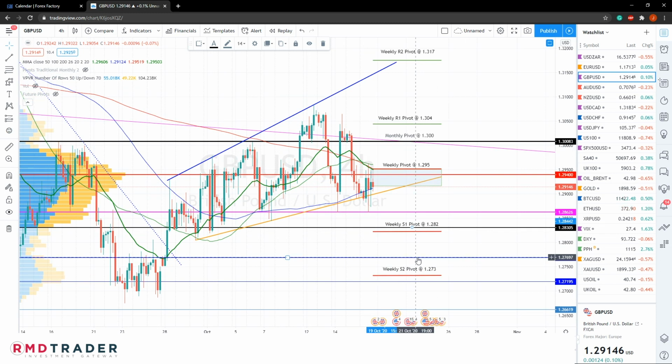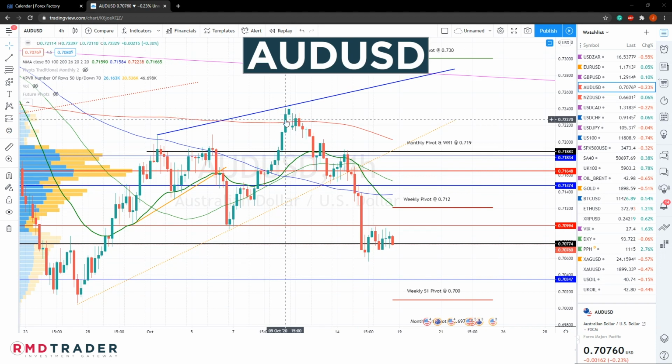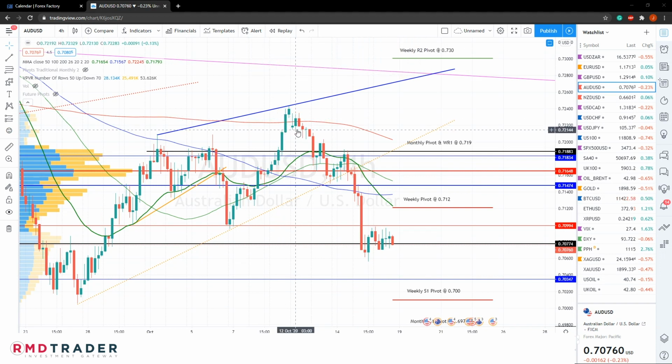1.276 to 1.277 level. We are now looking at the Australian dollar USD. As expected, a move back towards the monthly pivot at 0.719 happened as soon as the market opened last week, with price then also losing this important 4-hour 100 SMA, only to find support at this 0.707 level, where it is currently consolidating.